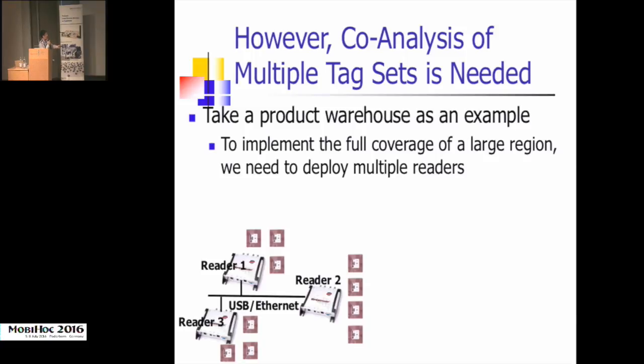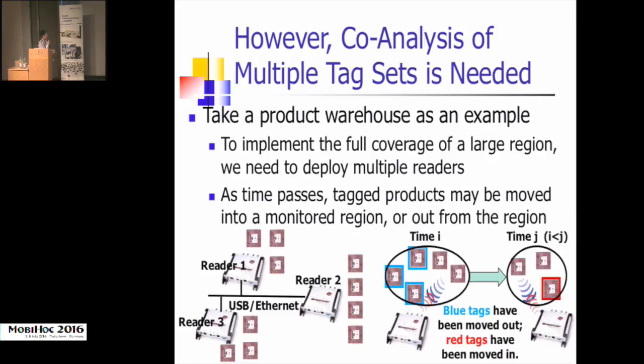Why? Because for a warehouse, as an example, we typically need to deploy multiple readers to implement full coverage of a large region. Here is one example. We need to co-analyze the tag sets at reader 1, reader 2, and reader 3. We want to know the number of tags in the union of the 3 sets.